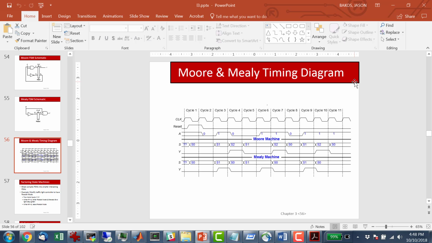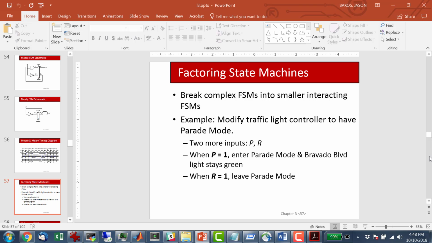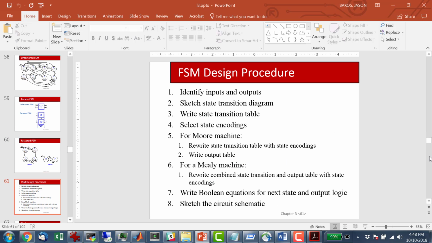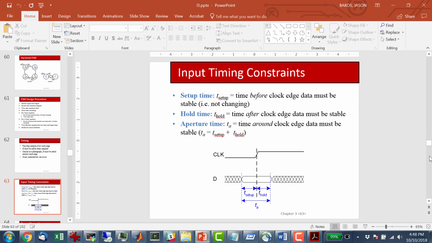Okay, so hopefully that clears things up a little bit with the Mealy versus Moore, also how to build the state machines and how to read and build the timing diagrams. That was a nice example because we could show all that stuff.